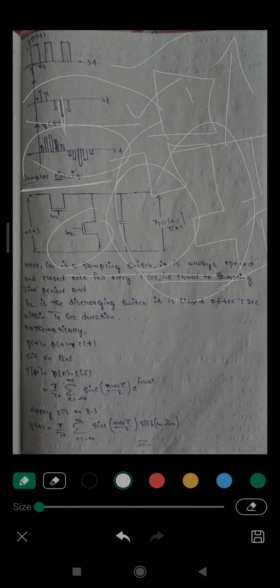G1 is a sampling switch; it is opened and closed every T seconds, equal to the sampling time period. G2 is the discharging switch; it is closed after T seconds, within a T naught seconds duration. Mathematically it is represented as y of t equals p of t into c of t. By applying the Fourier transform and solving, we get the final equation, this.